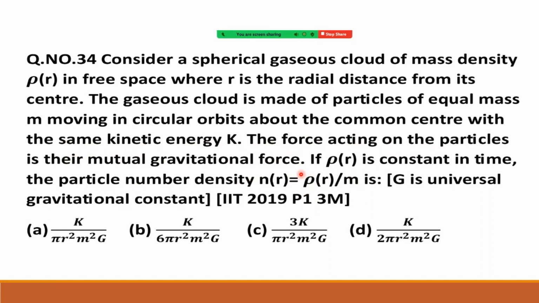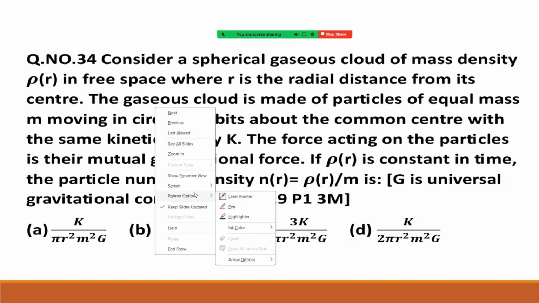So here you can see the key points. It is a spherical gaseous cloud with density rho of r. That means we can take this as a combination of spherical shells, right? Next, we are given one more point: equal mass, and they have the same kinetic energy k, about a common center. Let us see how we start the problem.